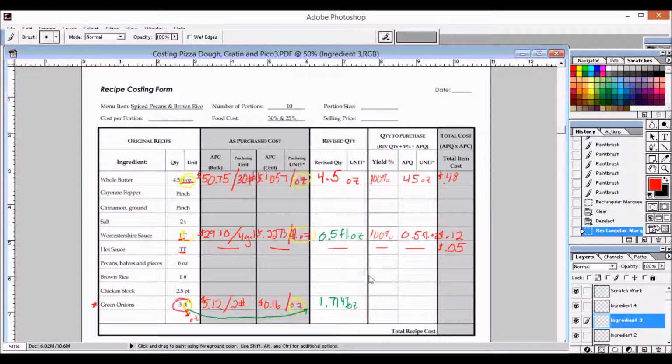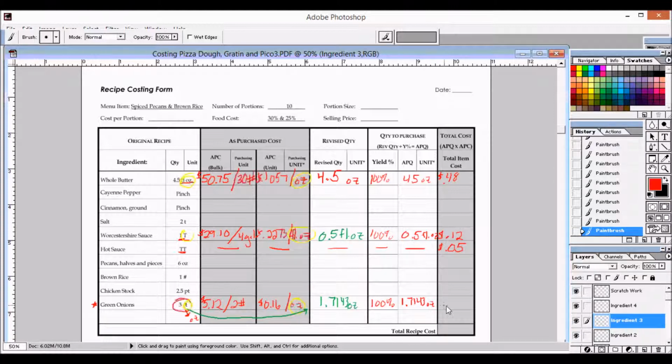Sorry, I didn't mean to use the wrong tool there. I'm going to leave it as 100%, mainly because the recipe is telling me just get 3 and use what I get. So if I need 1.7143 ounces of green onion, I'm going to get 1.7143 ounces of green onion. Obviously that'll vary depending on the size of the green onions, but that's a good ballpark estimate for us.